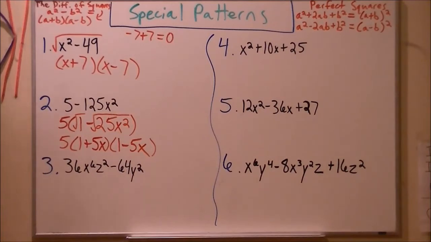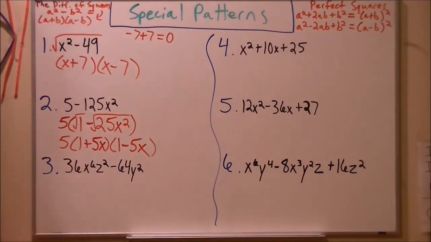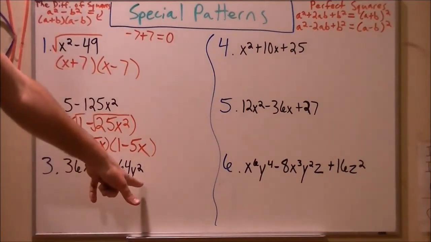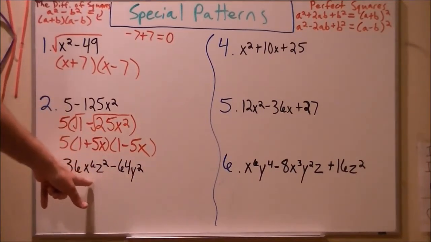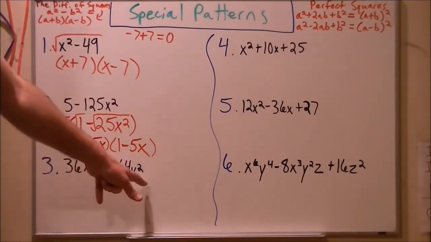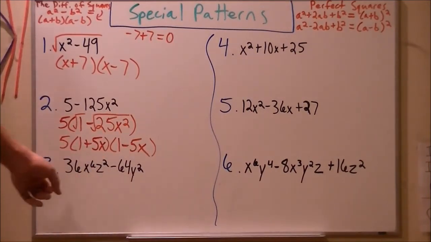The first thing I need to ask myself is, do either of these terms have anything in common that I could factor out from the very beginning? Well, this one has a y, this one doesn't. This one has x and z values, this one has neither. So I can't do anything with variables. But how about 36 and negative 64? Do they have anything in common?